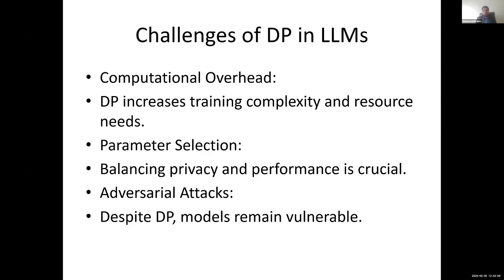One of the challenges we need to keep in check is the computational overhead, which needs to be improved. The technique must be efficient in terms of computational overhead as well as providing privacy. Differential privacy, as we know, if we implement it in an LLM, will lead to training complexity as well as the resources needed. So parameter selection is important, balancing the privacy as well as the performance.